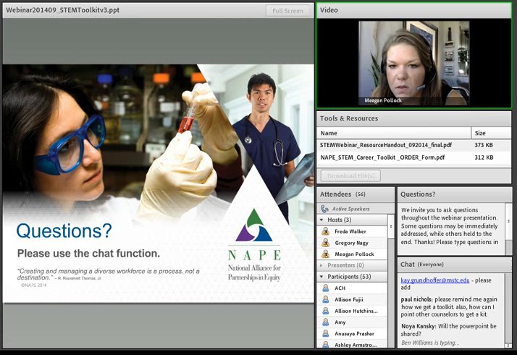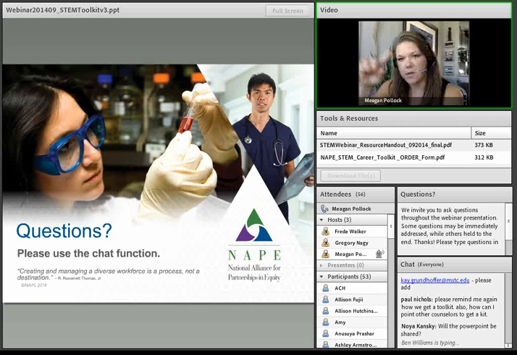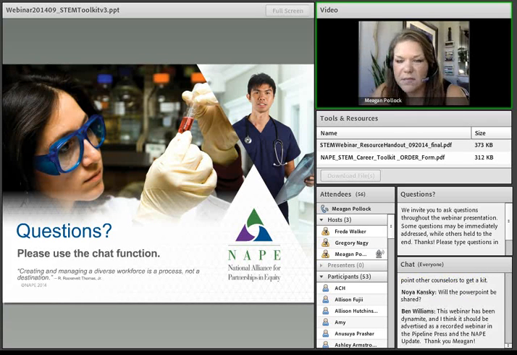On the tools and resources pod, right below my picture, there are two handouts. One is a handout specifically about today, and it has the super strategies, a couple of resources that we talked about, and some information on the toolkit. You can download that. The NAEP STEM Career Toolkit order form talks about how you can order it, and then you can go to napequity.org/counselors, and again, that link is in the handouts there.